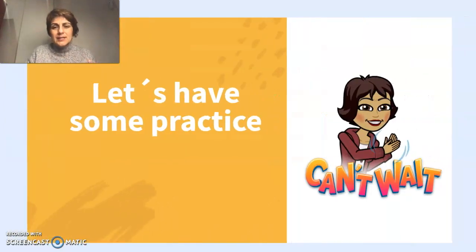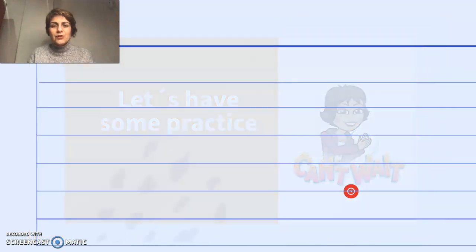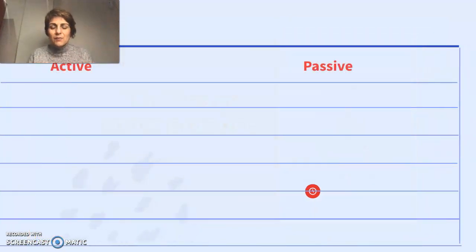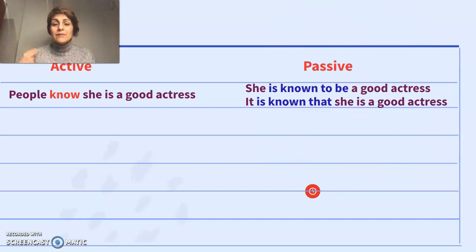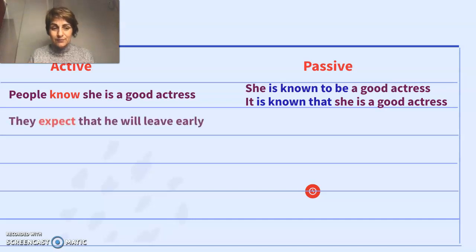Let's have some practice, okay? I'm sure that after this you might have some doubts, okay? But let's have a look at some sentences. People know she's a good actress. Because I have the verb to know, I have two possibilities. It's an impersonal one. She's known to be a good actress. It is known that she is a good actress.